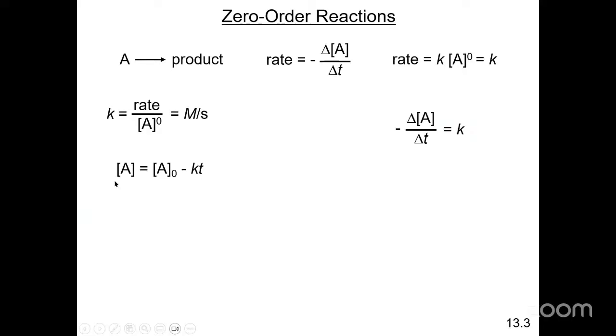The concentration of A at a particular time would be equal to the initial concentration of A minus the rate constant K times the time. So that's basically how we get the relationship between the concentration of A and time.